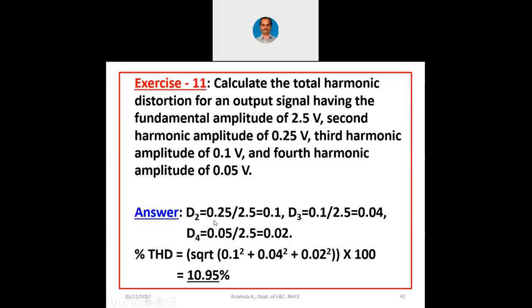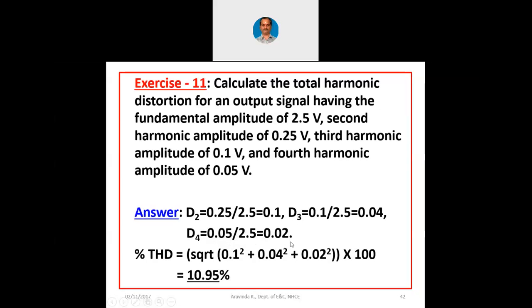Now D2 is given as 0.25 divided by 2.5. That is A2 divided by A1. That is 0.1. D3 is given as 0.1 divided by 2.5. That is A3 by A1. That is 0.04. Finally, D4 is 0.05 by 2.5. That is A4 divided by A1.